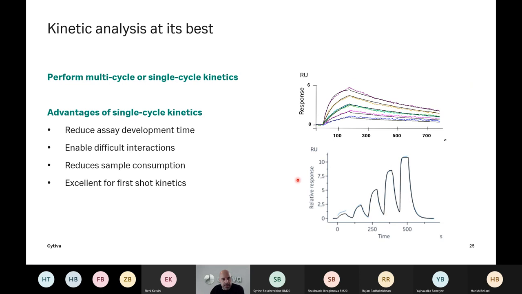This also reduces sample consumption. For example, if we are running a capture approach in which we capture the ligand molecule on the chip first and then we inject the analyte, in single cycle kinetics we just need to capture the ligand molecule once per cycle. In multi-cycle kinetics, we need to capture the ligand molecule in every single cycle. Single cycle kinetics is an excellent approach for first shot kinetics. That means that from one first experiment, we can get quite a lot of information regarding the interaction.